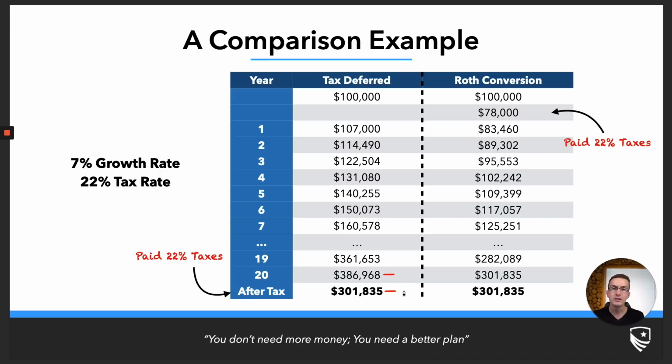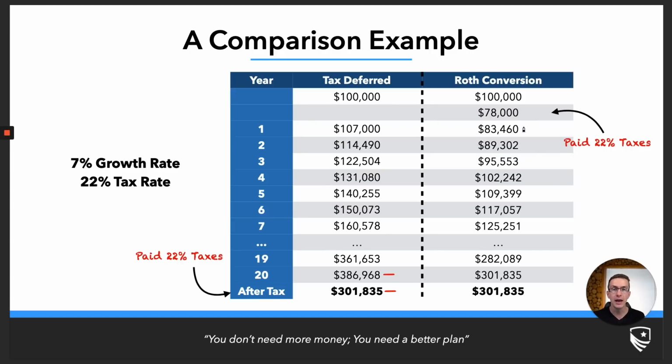$301,835. Now let's look at a slightly different scenario here where we're making a Roth conversion in year one. And so we're paying our 22% in taxes right off the bat so that we never have to pay taxes again. And what you'll see here is right off the bat, this $100,000 account goes down to $78,000 because we just paid out $22,000 in taxes because of that 22% tax rate.